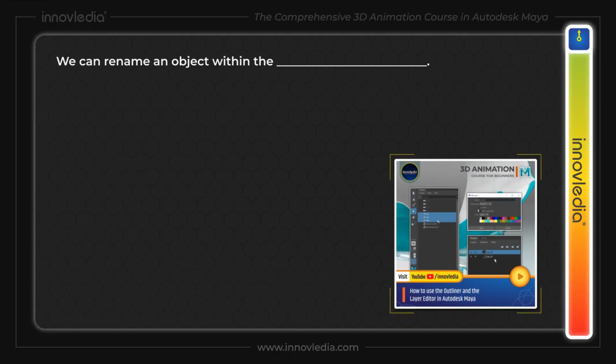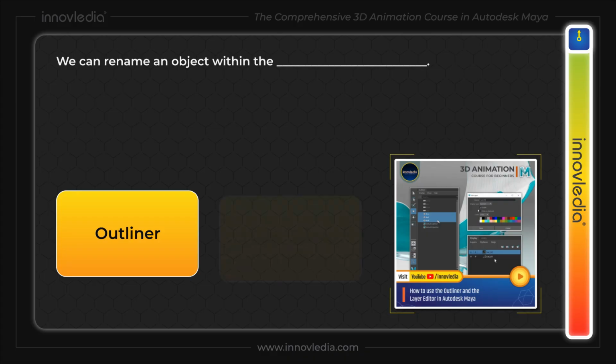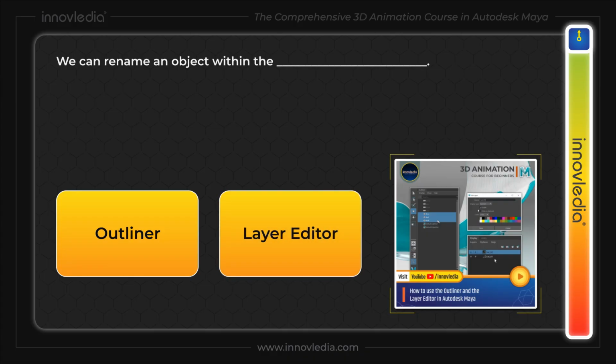We can rename an object within the dash. The options are Outliner, Layer Editor. Your time starts now. And the correct answer is Outliner.